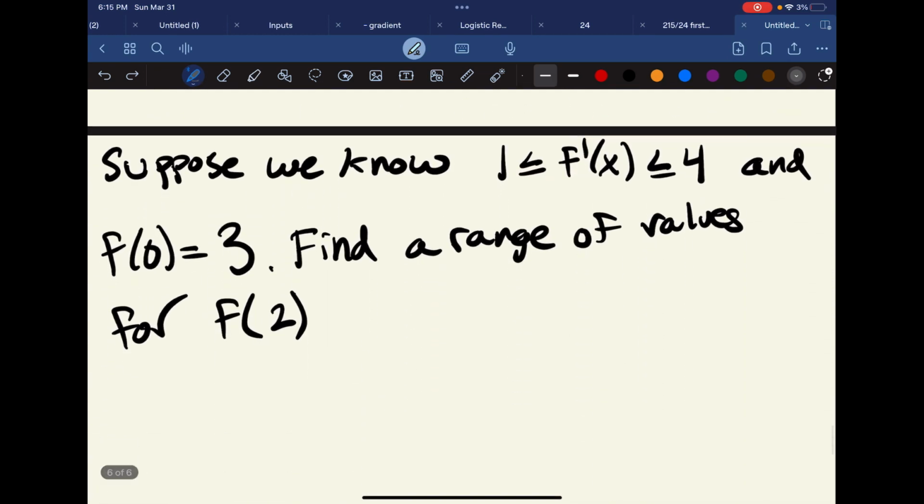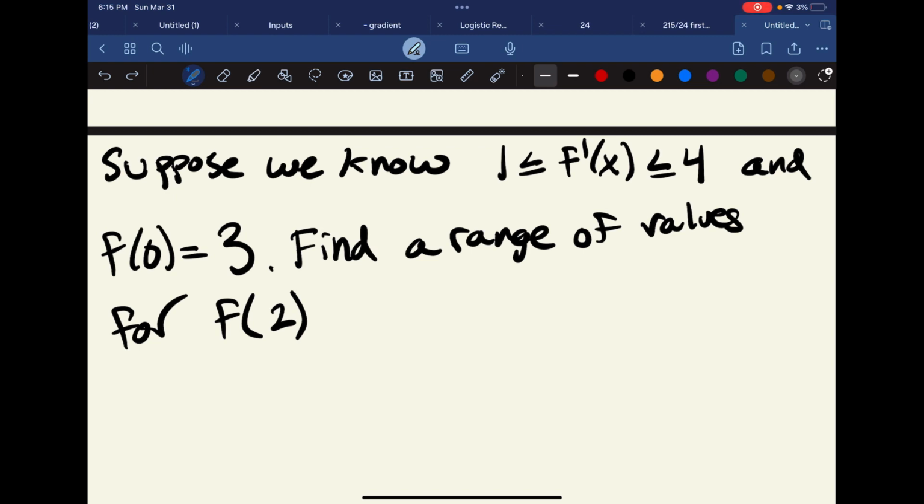So the mean value theorem and Rolle's theorem are very common on the multiple choice or the true or false section. But you could also be asked this kind of question on extended response. So suppose we know f prime of x is between 1 and 4, and f of 0 equals 3, and we want to find a range of values for f of 2.